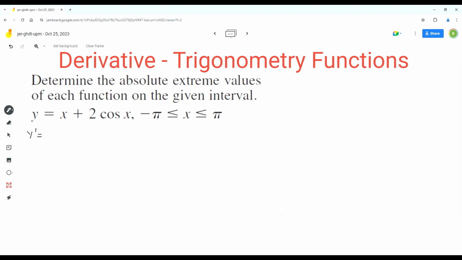The first term is x and the derivative of x is 1. Now in the second term, 2 is the coefficient of the term, so it will stay as it is. And the derivative of cos x is negative sin x. Now we can set this derivative equal to 0. And 2 times negative sin x is minus 2 sin x.